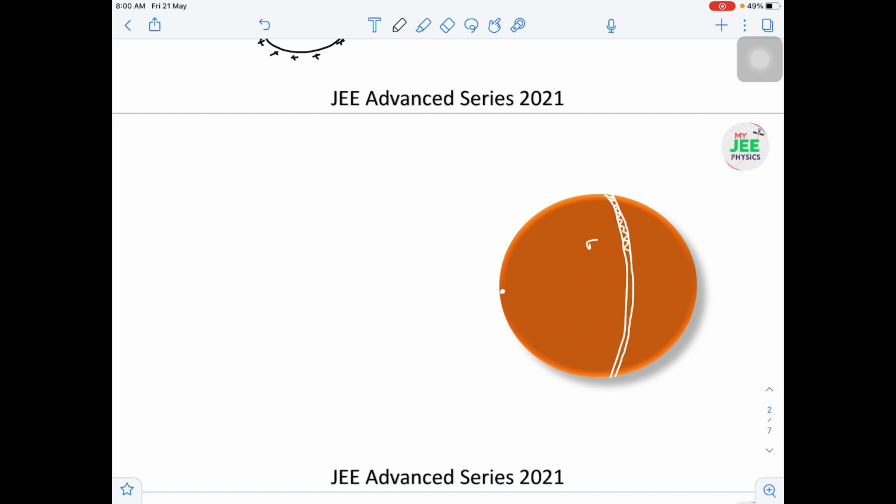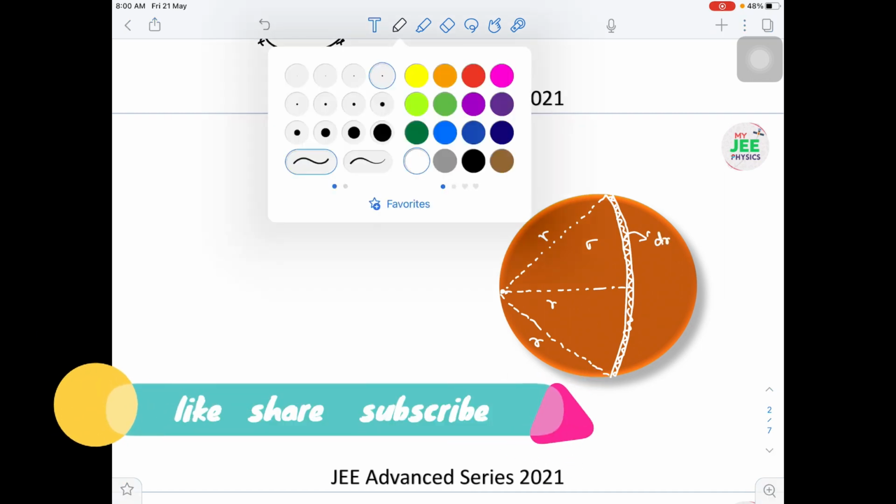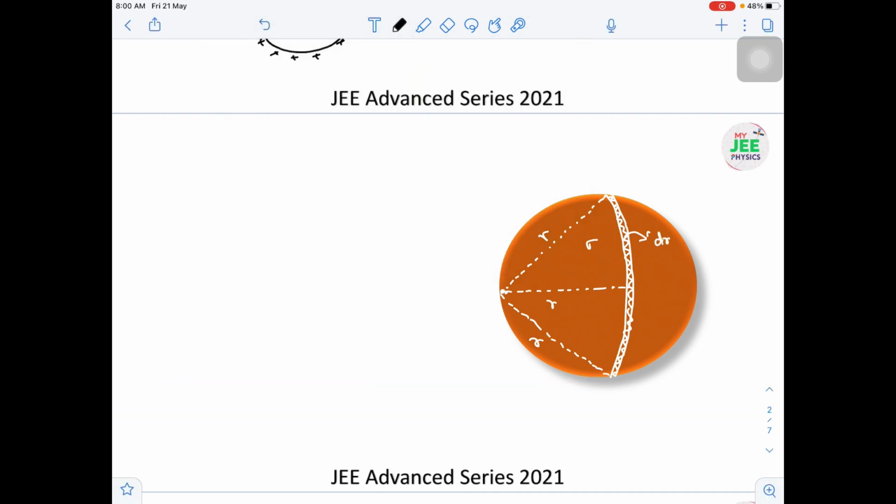Now I want to know the charge on this small part. This small part is equidistant from the point. Every point of the small part is at a distance of r smaller. So it's something like an arc of radius r, so that I can easily write down the potential. And this thickness I'm writing as dr. Dr is the thickness. Hope you understood.